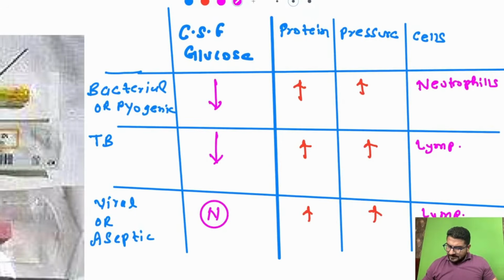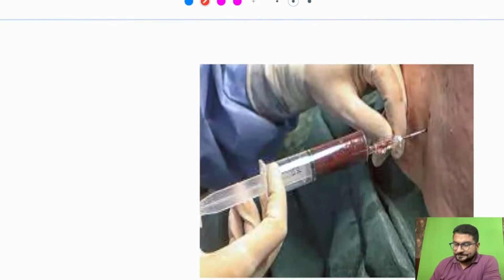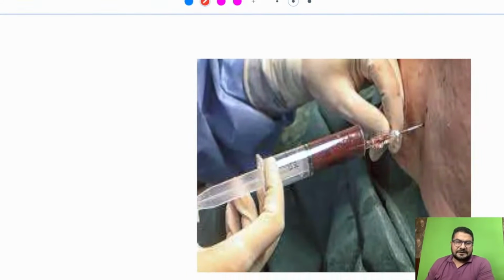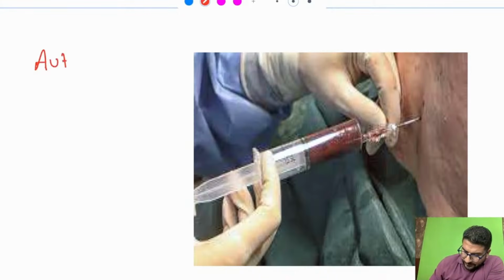Okay. Now look at the screen. This is like an image based question. इसको बोलते हैं autologous blood patch. So many students have marked this as a red CSF. देखो, just focus carefully here. A doctor is giving this, it's not taking. अगर लेता तो ऐसे हाथ होते. It is giving. So what do we call this? It is called autologous blood patch.